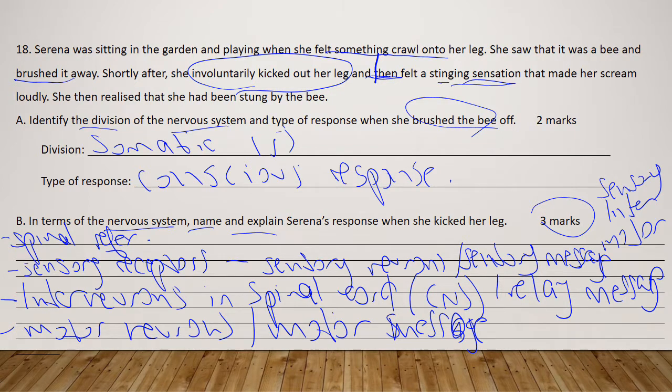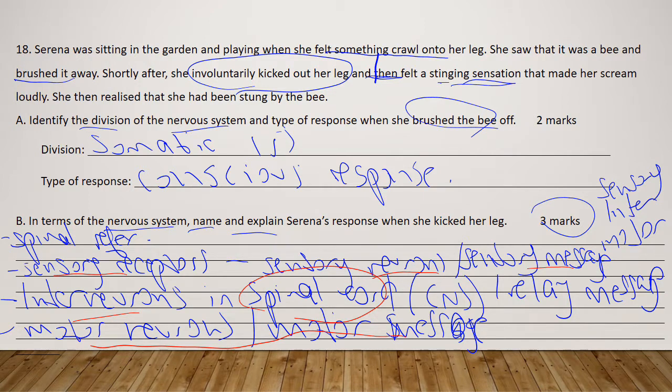So a few things to remember. Make sure you are hitting sensory receptors, sensory neurons and message, which go to the interneurons in the spinal cord. If we're referencing a spinal reflex, you must say spinal cord, not the spine, okay? This will relay the message to the motor neurons, and we're also hitting motor neurons, motor message, which will result in her involuntarily kicking out her leg.